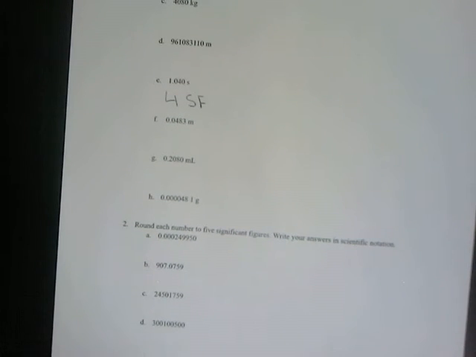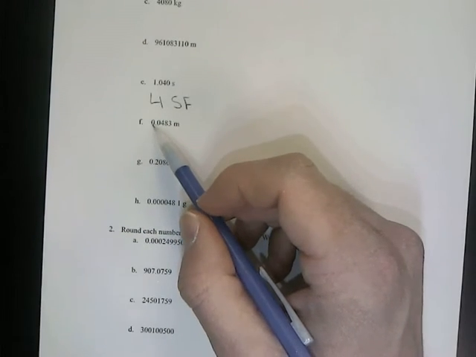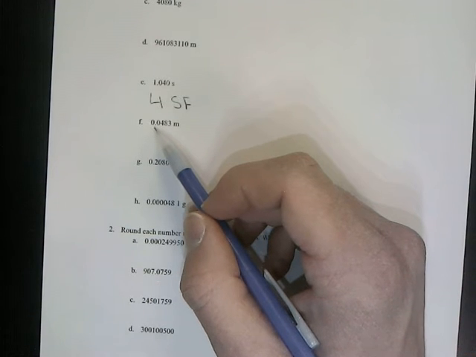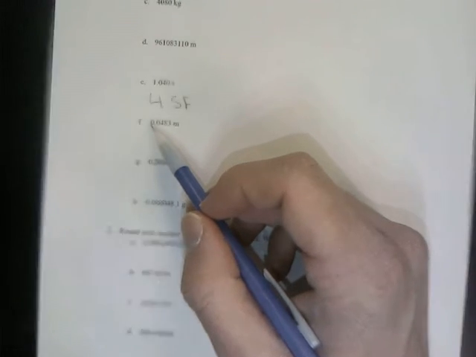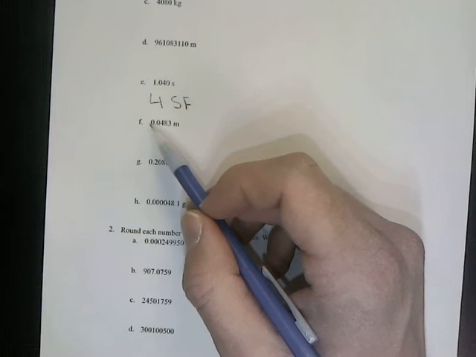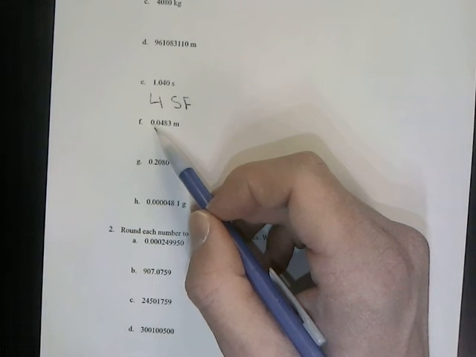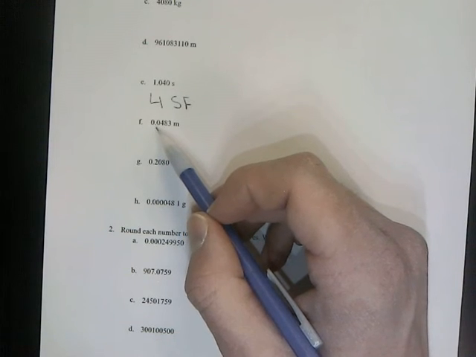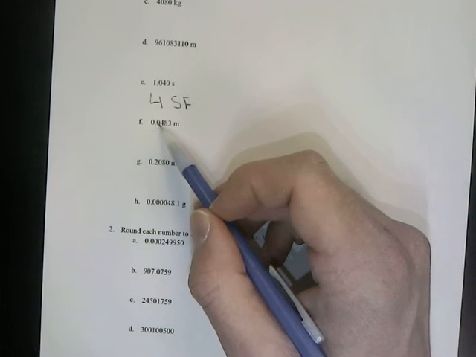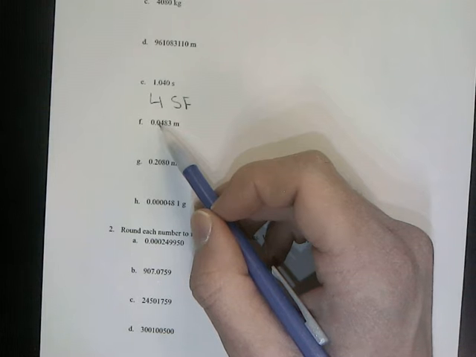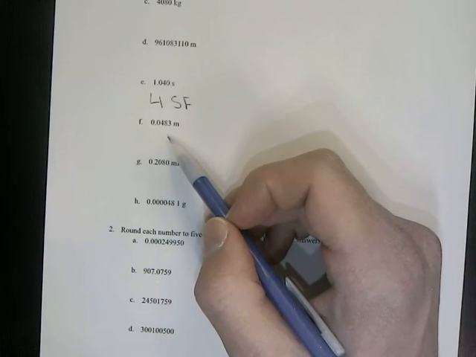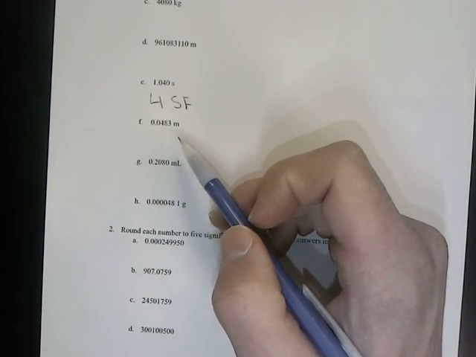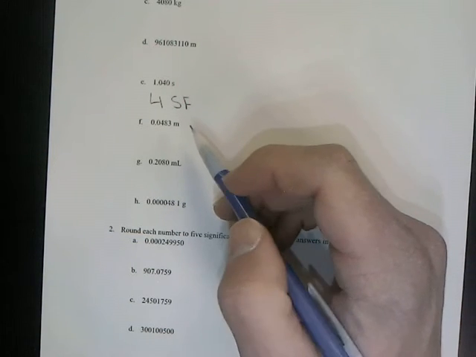Now down here on 1F, we start out here to the left. We ask ourselves, is it non-zero? Well, no, it's a 0. So that means we can't start counting significant digits. We have a decimal, but we did not start out here with a non-zero number, so this 0 also does not count. We can only start counting with a decimal after we hit our first non-zero number.